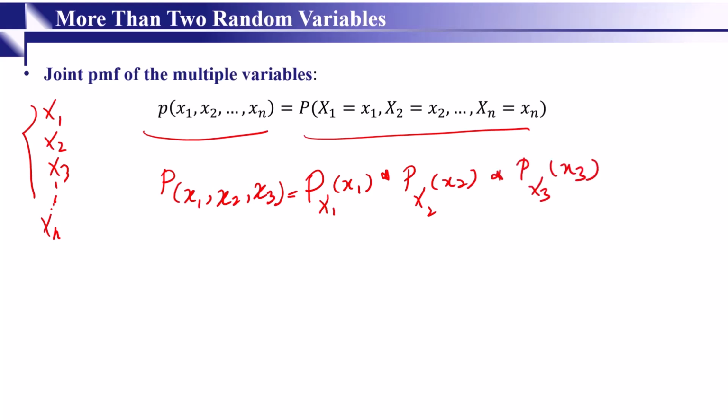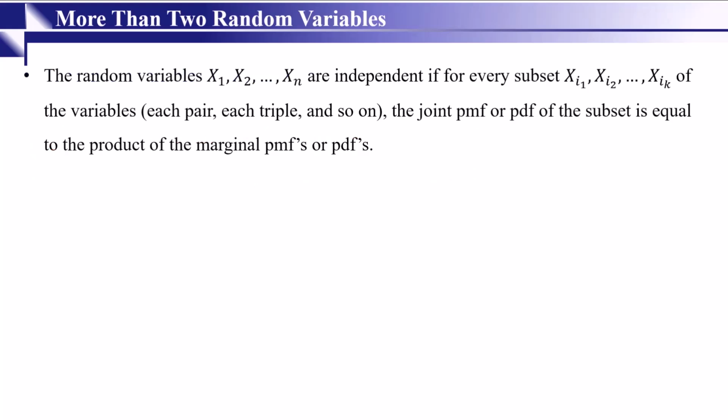These must hold for all subsets, pairs, triples, and so on. So let's discuss independence in this context. Random variables x1, x2 up to xn are independent if the joint PMF of any subset is equal to the product of their marginals. So the notion of independence of more than 2 random variables is similar to the notion of independence of more than 2 events.